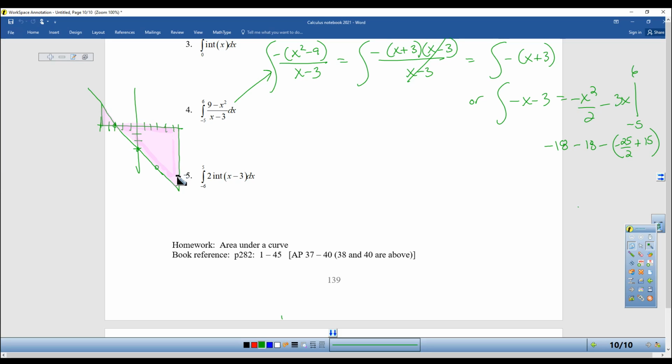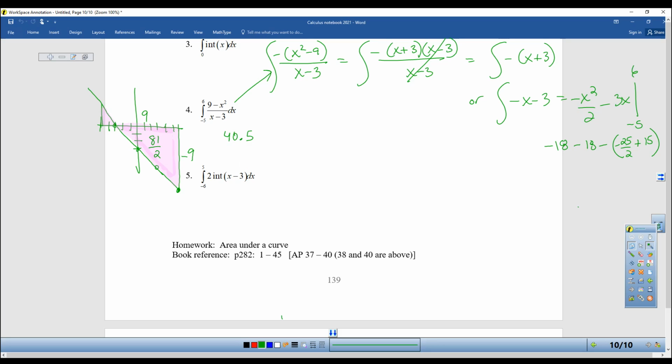So you could do it by area. This is 6 plus 3. This is a 9 by, and how far down does it go? So somebody might not want to do that. But at 6, if you plug a 6 in here, it's negative 9. It's not that bad. So 9 times 9 is 81, but it's a triangle, so base times height divided by 2. 81 over 2, which is 40.5.